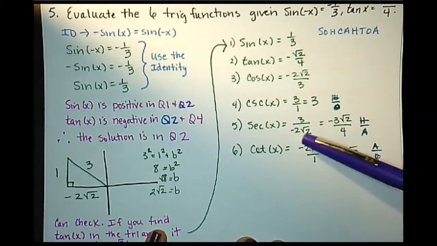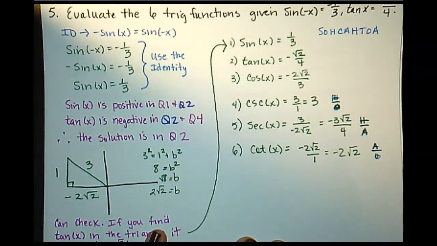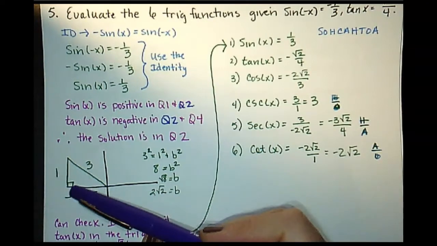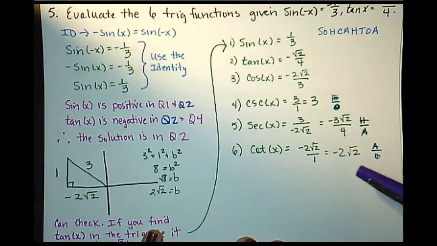That's just rationalizing. So I'd multiply the bottom and the top by root 2 and simplify. And then cotangent is adjacent over opposite. So here is adjacent, here's opposite. So that is a nice negative 2 root 2. And so I have evaluated all 6 trig functions.